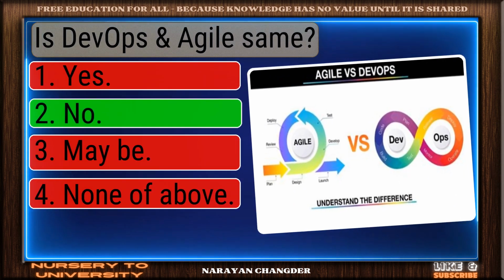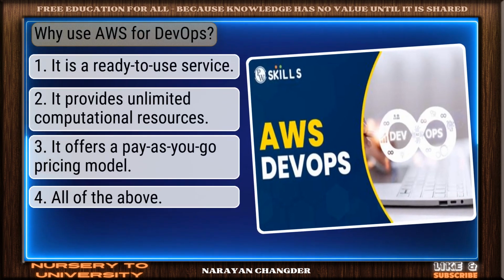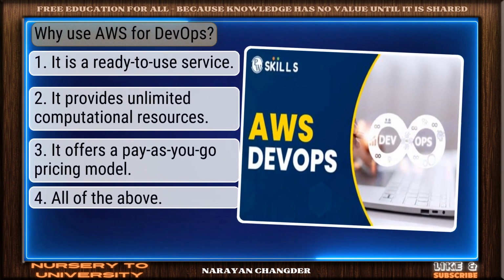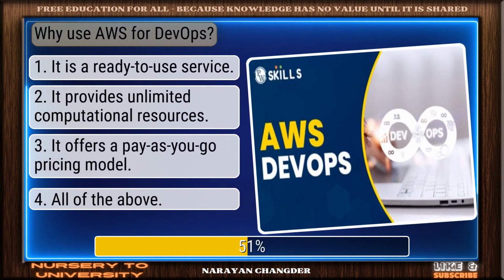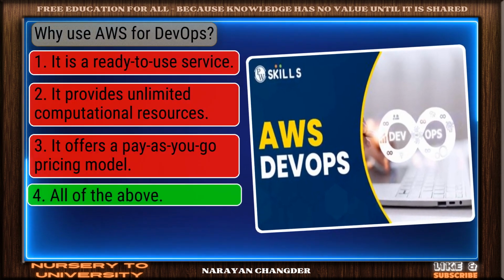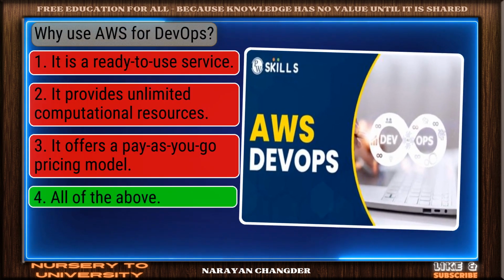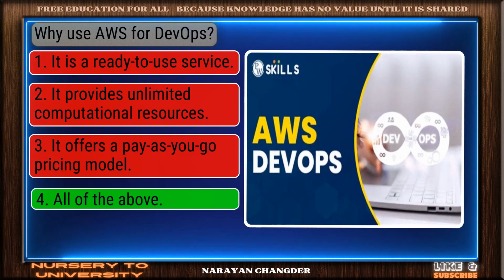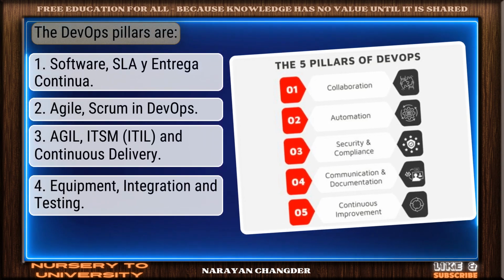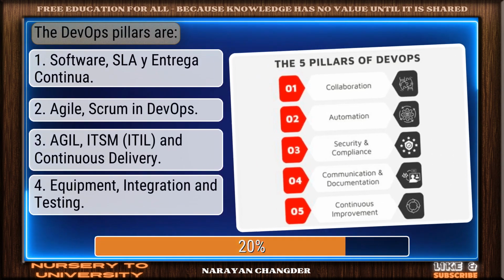Valid point. No is true. Question number 66. Why use AWS for DevOps? You're right. All of the above is the correct answer. Question number 67. The DevOps pillars are.